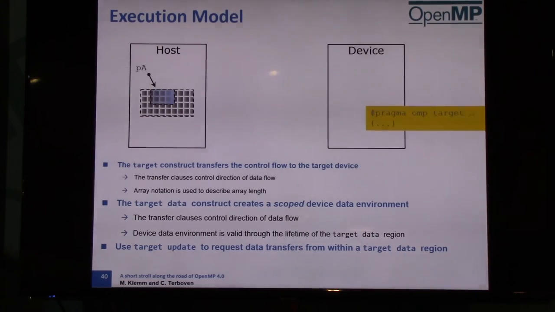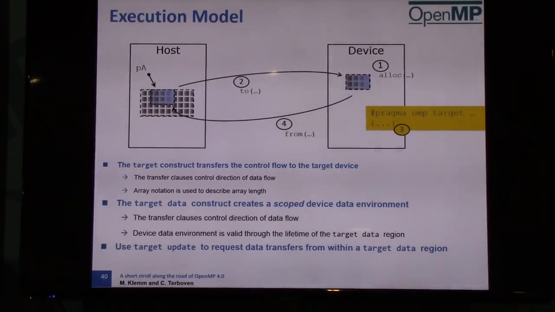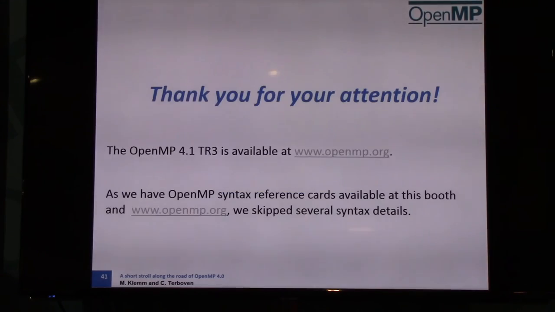So we have the host, which has some data pointer. We map it to the coprocessor. Having said that, it's transferred over. We execute some code on the coprocessor, and then when we're done, we're transferring data back from the target device back to the host. Okay, and then we're done.